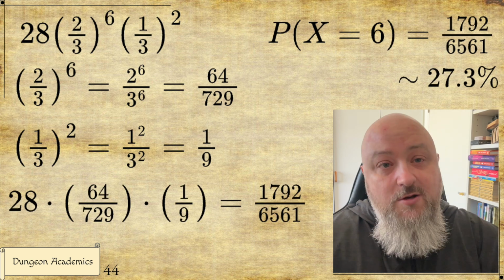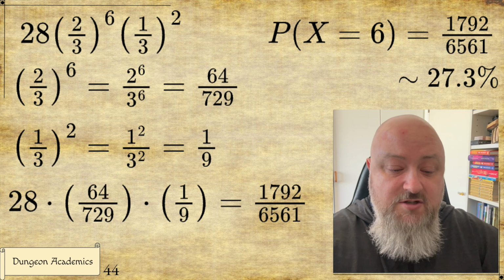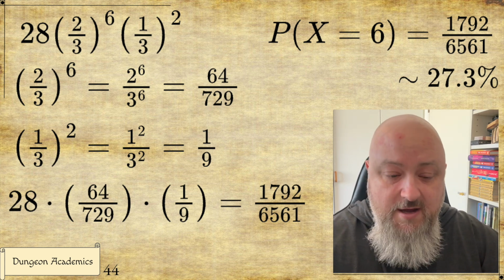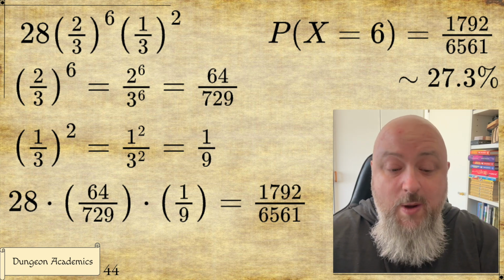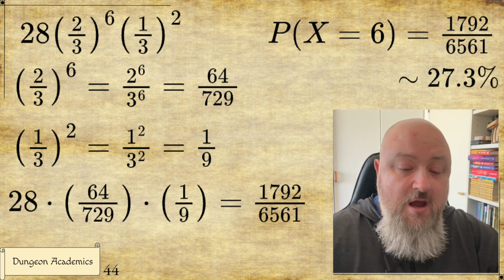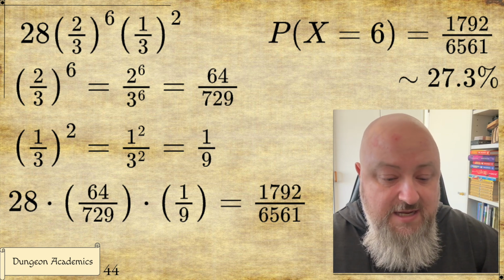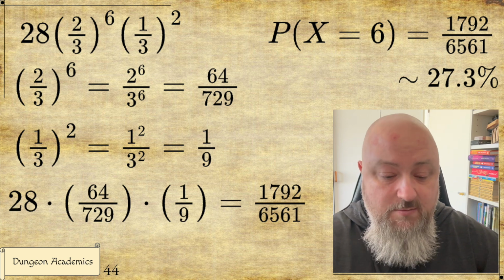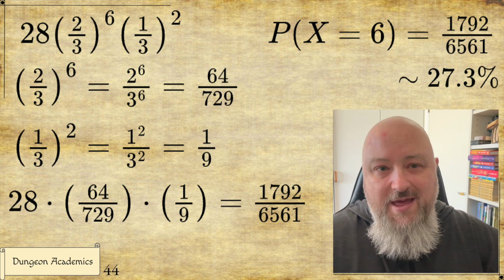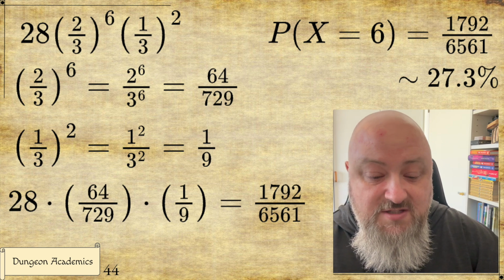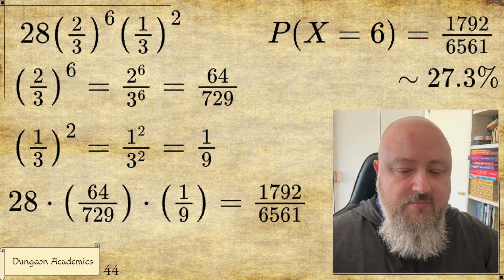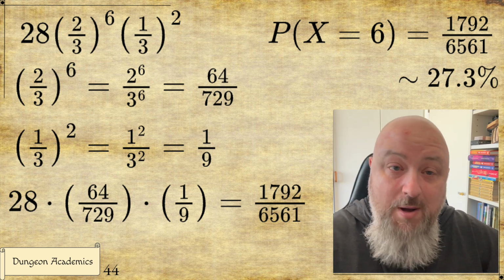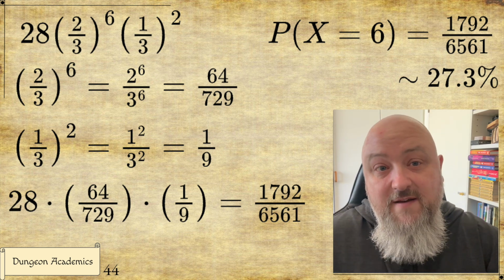Knowing that, I can look at the probability parts. 2/3 to the power of 6 is 64 over 729, and 1/3 squared is 1 over 9. We combine these 3 components together, 28 times 64 over 729 times 1 over 9, and we get 1,792 over 6,561. So that's about a 27.3% chance of passing 6 saves and failing 2.